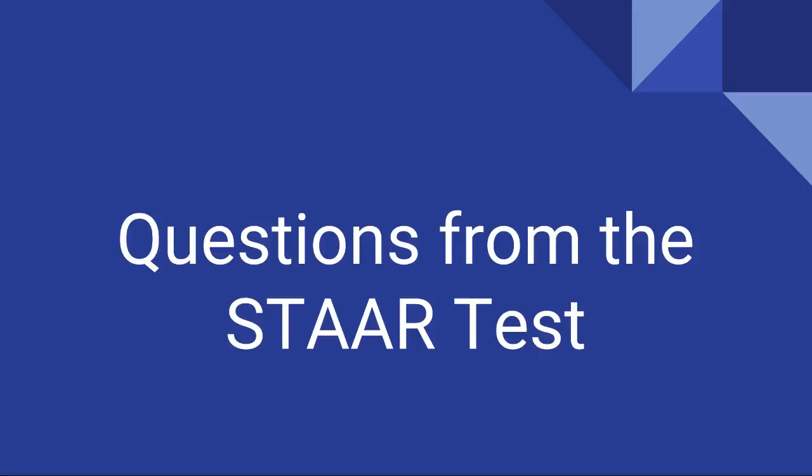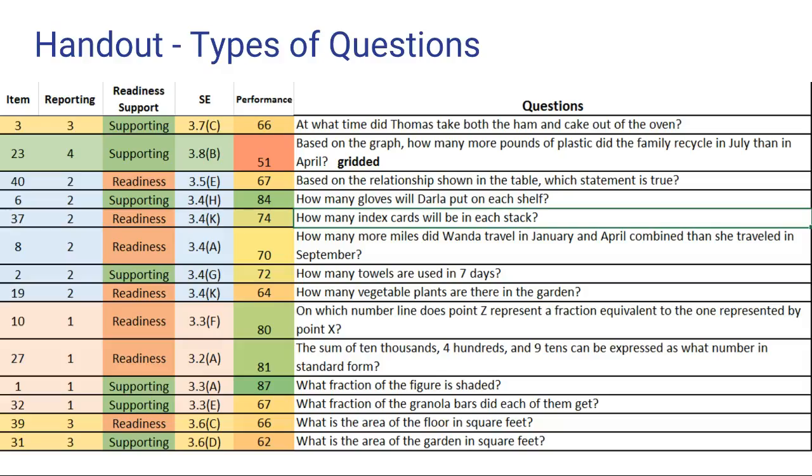Now we're going to visit some questions from the STAAR test. The question stems. You notice that this is a similar handout to what you've seen earlier. The reporting categories are the same colors. We have our item, reporting category, whether it's a readiness or supporting standard, the student expectation, and what our performance was on this item in our district.